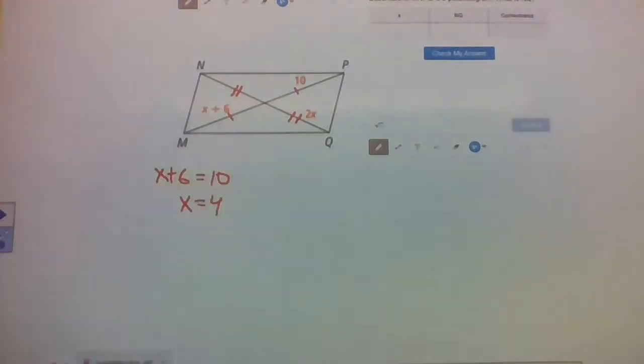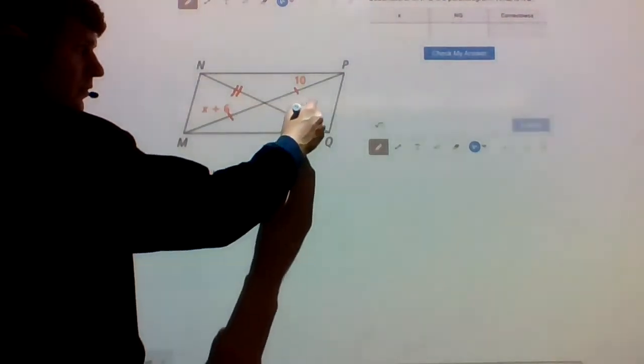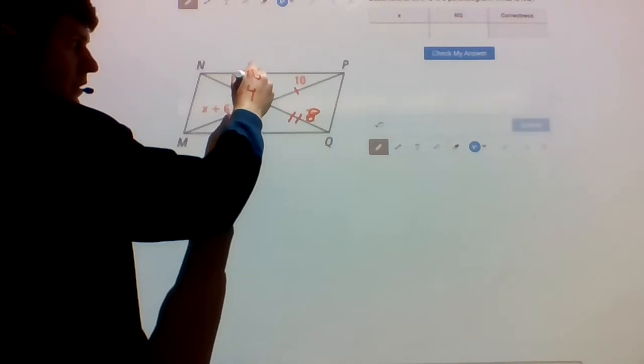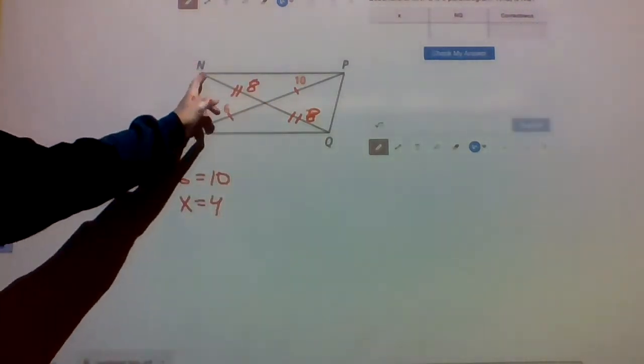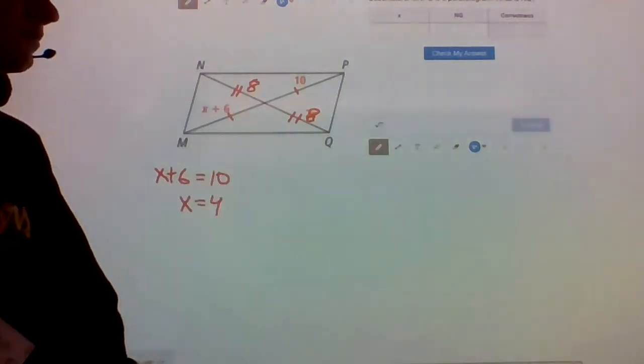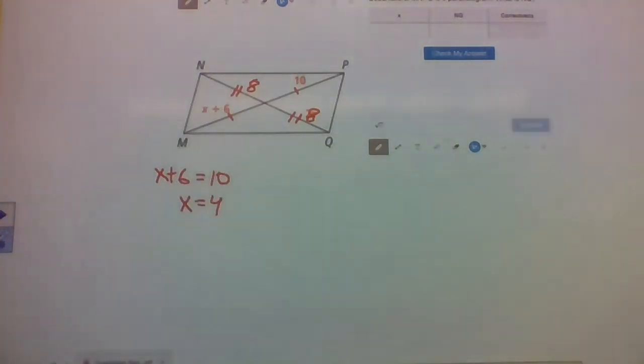Substitute in 4 for x there. So 2 times 4 is going to give you 8. And if this piece is 8, that piece is also 8. So then your entire thing would be 8 plus 8, 16.